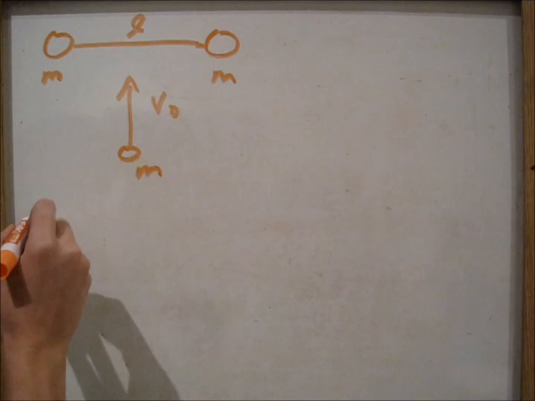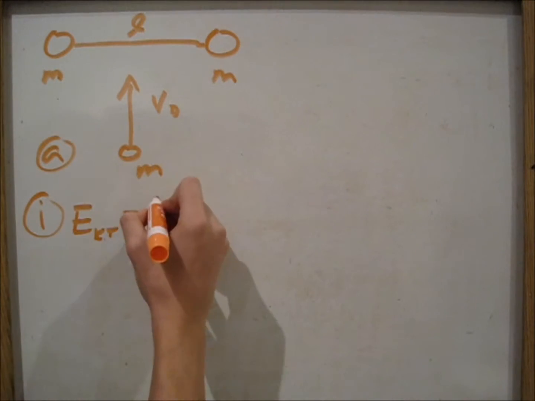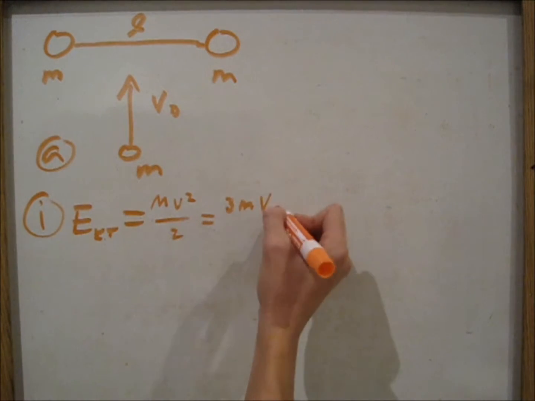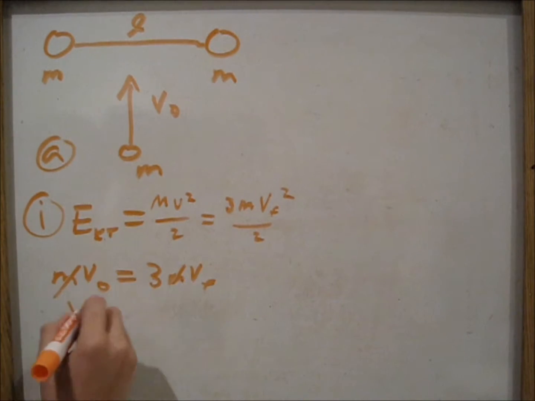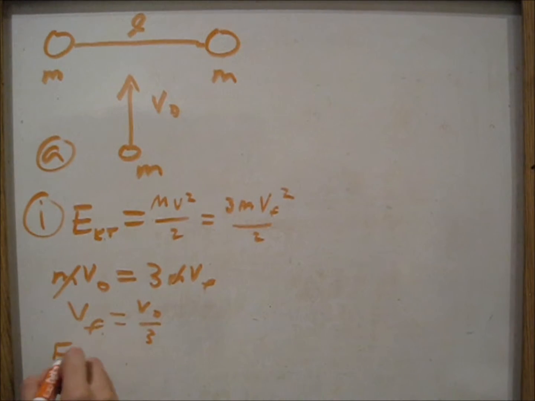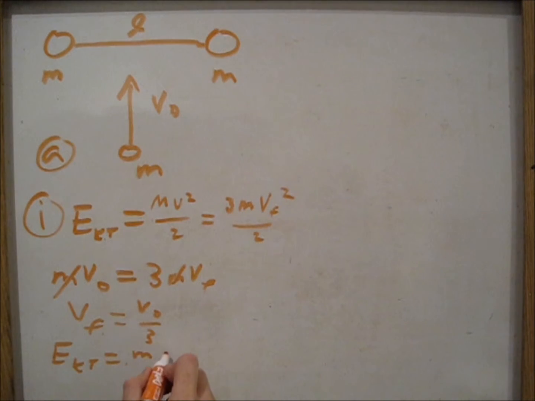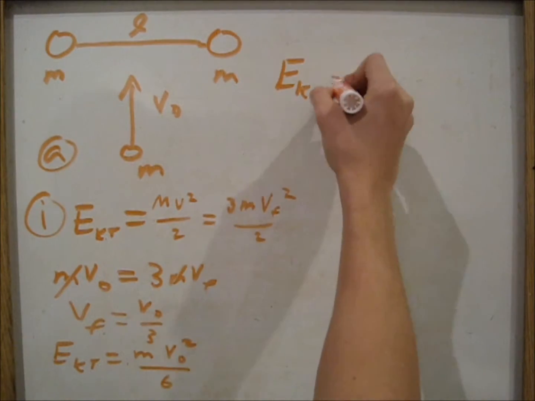Part 1 asks you for the total kinetic energy after the collision. You can equate the initial kinetic energy of the system to the final kinetic energy, but you still need to find the final velocity. You can equate the initial and final momentum and solve for Vf. The total kinetic energy of the assembly turns out to be mvo squared over 6.